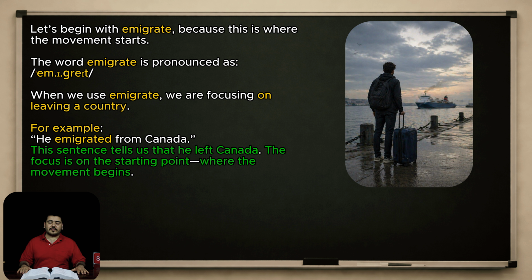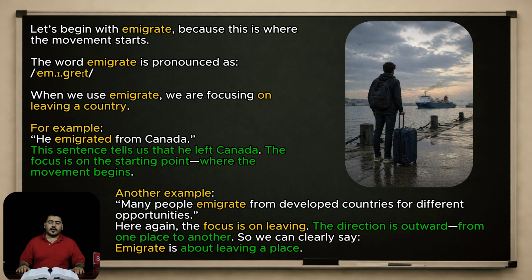The word emigrate is pronounced as emigrate. When we use emigrate, we are focusing on leaving a country. For example, he emigrated from Canada. This sentence tells us that he left Canada. The focus is on the starting point, where the movement begins.